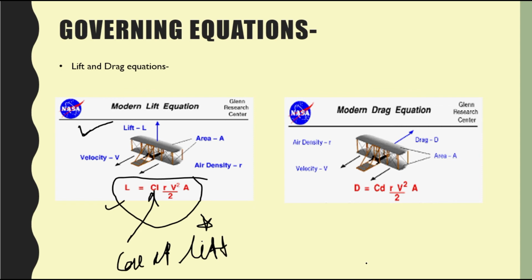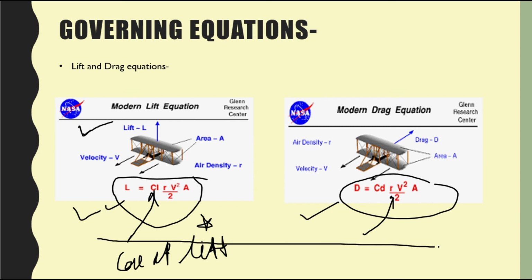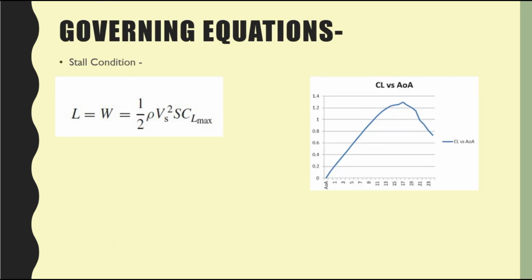Similarly, the drag acting on a plane can be given as half into density of the medium, that is rho, into V squared into A into CD. So this is the equation of the drag force acting on a plane. Lift and drag are the two major forces acting on a plane. Now these are the fundamental equations of flight. After this we'll look into what exactly the stall condition of an aircraft is, or what exactly stalling is.